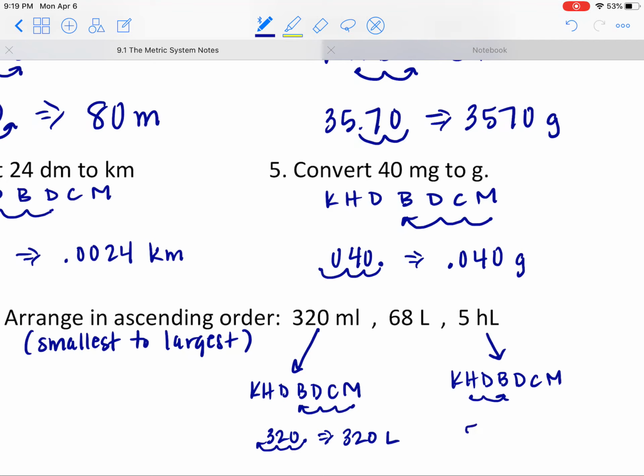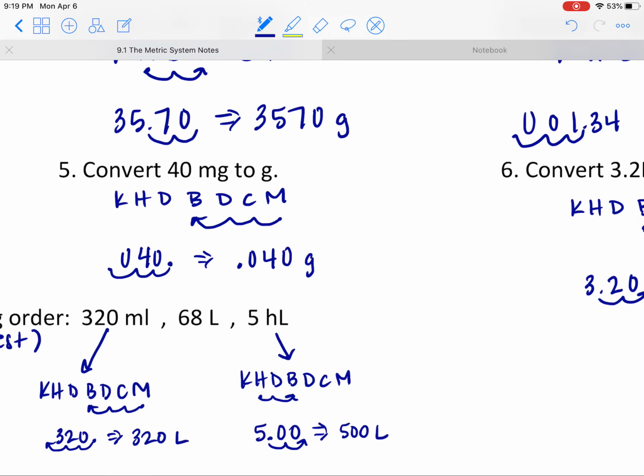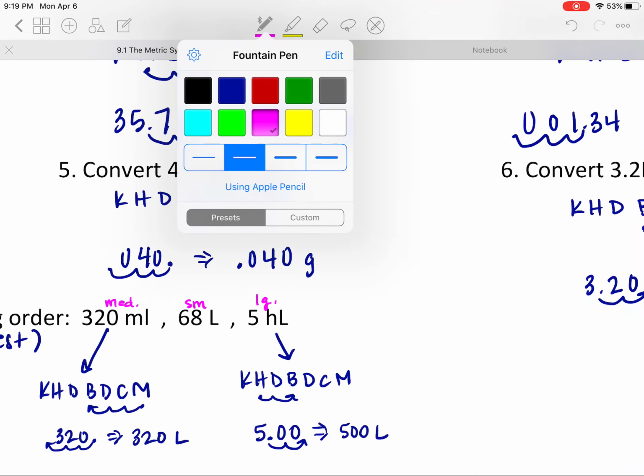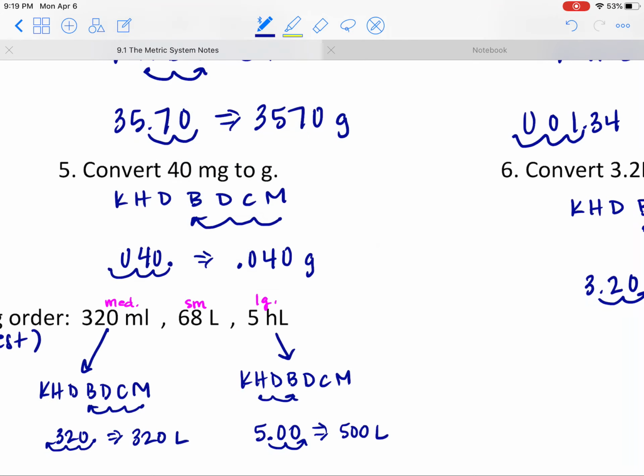But here, King Henry died by drinking chocolate milk. We want to go from hectoliters to our base of liters. So I have to go 1, 2 times to the right. So I'm going to take my 5 decimals here. If I have to move it 2 times to the right, then we are looking at 500 liters. Okay? So, which of the amounts is the smallest? This one is the smallest. And then 320 is in the middle. And then 500 liters would be the largest.